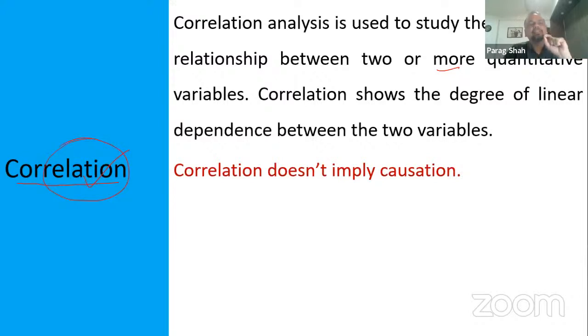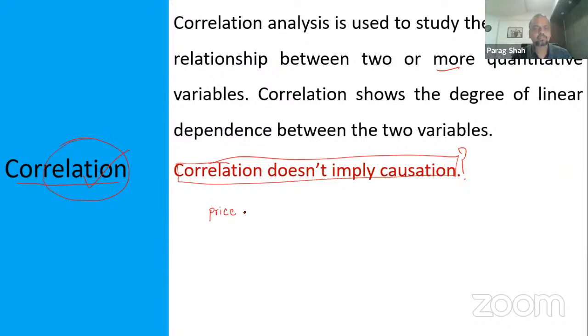One more thing, correlation doesn't imply causation, because in many books they write that cause and effect relationship between the two variables is called correlation. But it is not so. It is not necessarily a cause and effect relationship. So correlation doesn't imply causation. This is a very important statement, about which many are misguided. If I take a simple example, I say price, and the sales or the demand, we can say. Price and the demand.